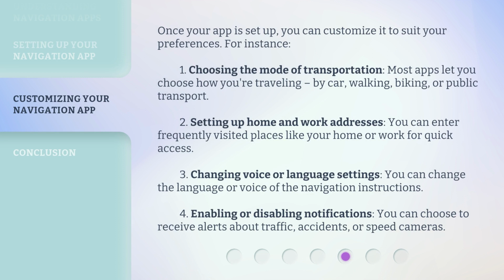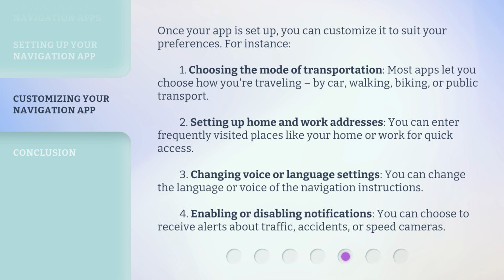Once your app is set up, you can customize it to suit your preferences. For instance, 1. Choosing the mode of transportation. Most apps let you choose how you're traveling, by car, walking, biking, or public transport. 2. Setting up home and work addresses. You can enter frequently visited places like your home or work for quick access.